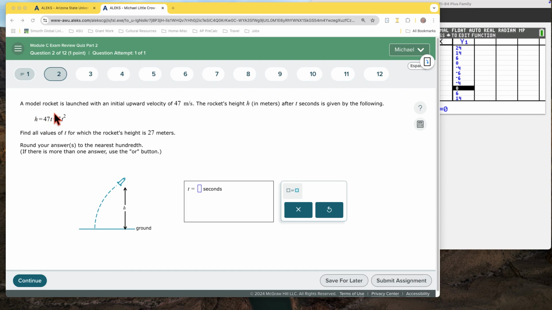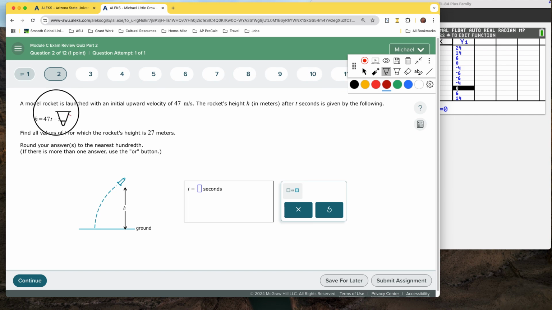Here we've got a quadratic equation again that we're going to be using. We're told that a model rocket is launched with an initial upward velocity of 47 meters per second. That's where this 47t is coming from. The rocket's height h in meters after t seconds is given by the following. And the negative 5t squared, that's the force of gravity pulling it back down. So find all values of t for which the rocket's height is 27 meters.